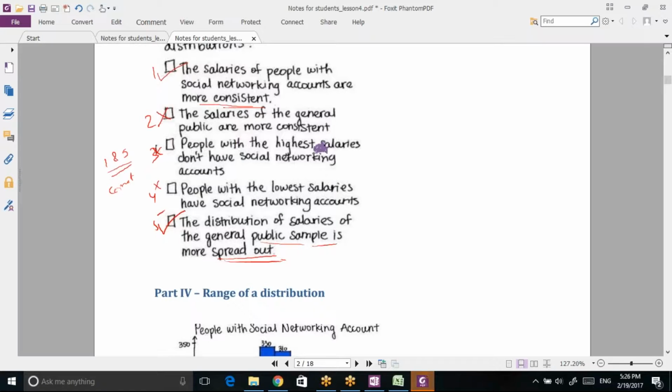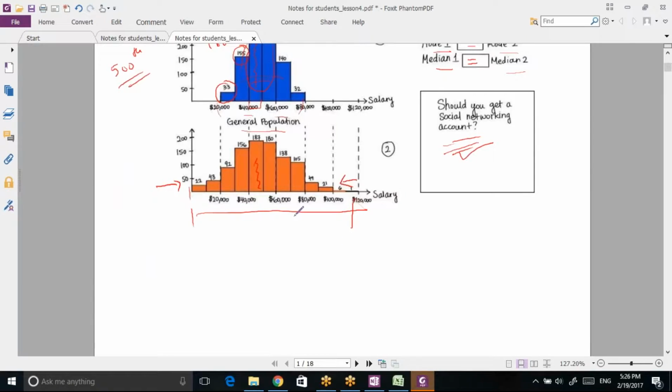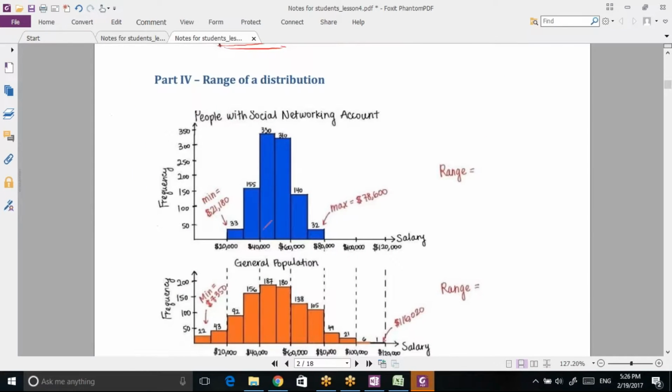Great. So now let's see the first method of measuring this spread. As I discussed earlier, I want to find out the spread. So the easiest method is calculating the range of a distribution. And range is nothing but the maximum value minus the minimum value. Now for this distribution, maximum is 78,600 while the minimum is 21,180. Find out the range and give me the answer very quickly.